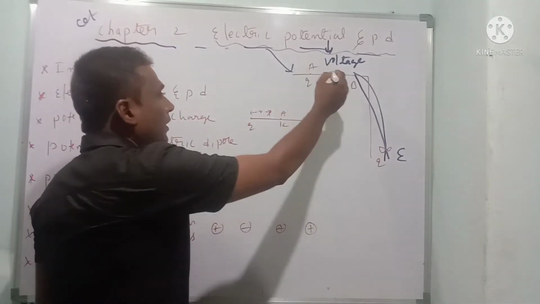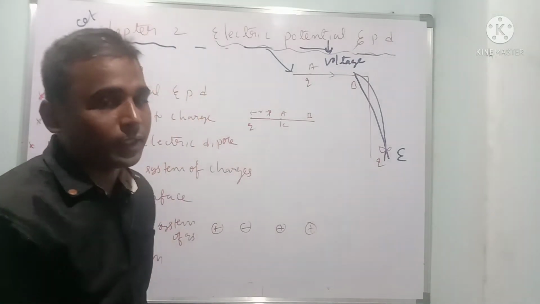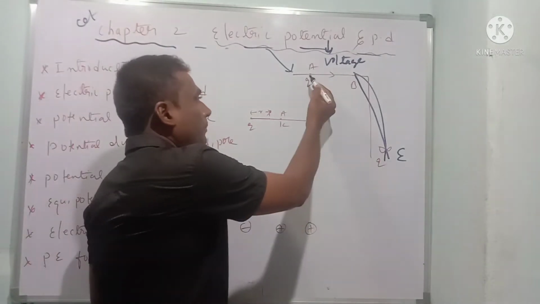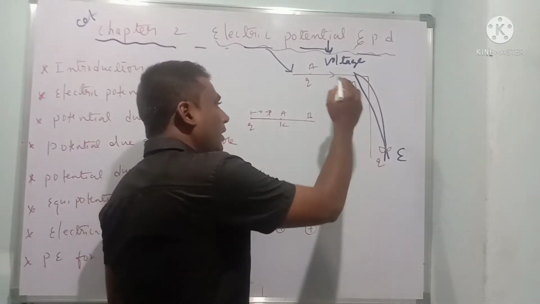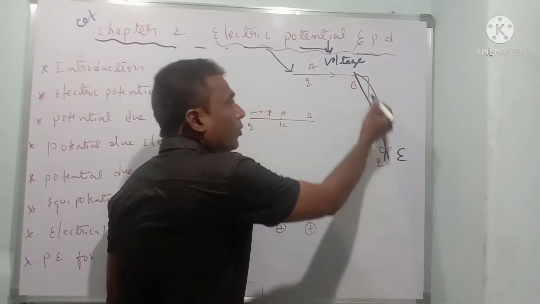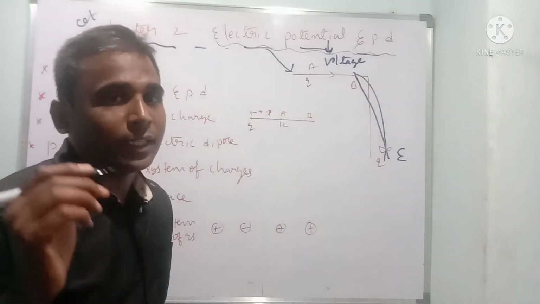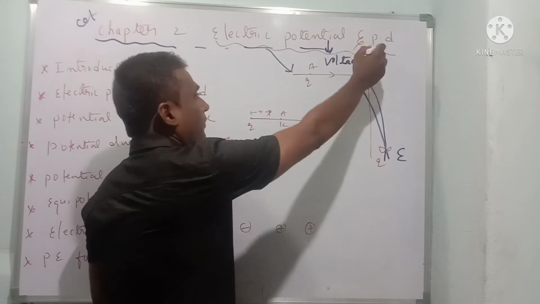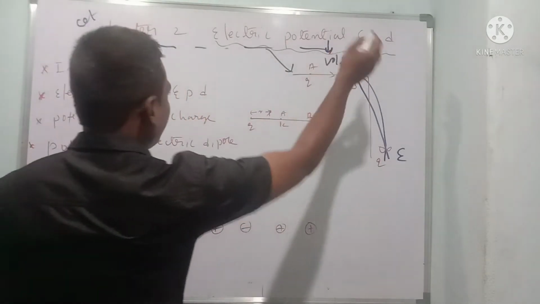So now, what is potential difference? It means the amount of work done to bring the charge from one point to another point. If I bring a charge from infinity to one point, or one point to infinity, against the electric field, that is called potential difference. This is all about electric potential and potential difference.